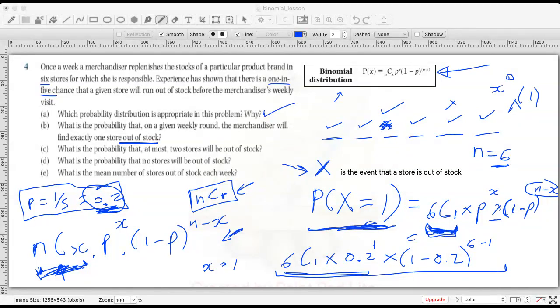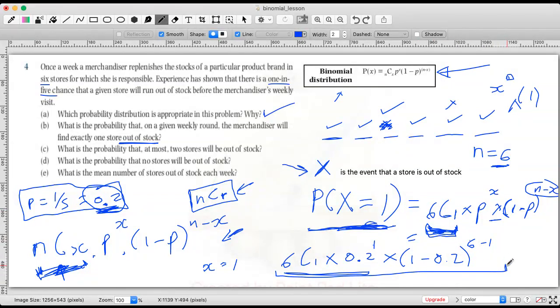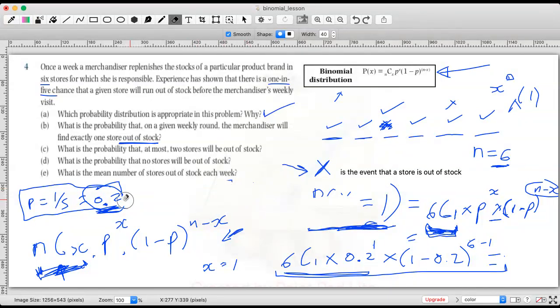Yes, fantastic. That's it. 0.39. Well done. Very good. So that's the answer for B, 0.39. Okay, so 0.393, or in other words, 39.3%. Let me just clear this, and then I'll come back to it.